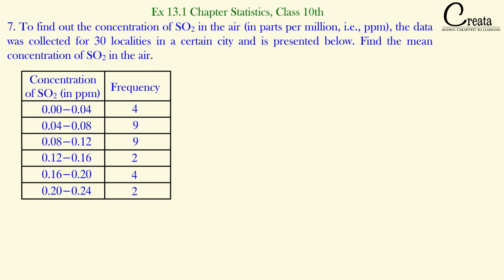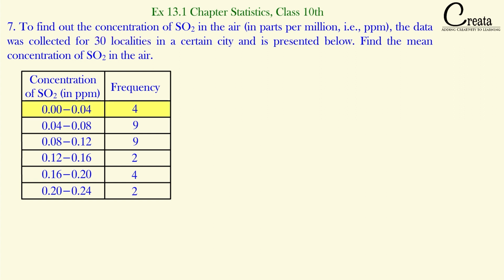So this is question number 7. Firstly, let's observe the question. In this question, the data related to the concentration of SO2 is given. Also, the frequency is given. If you refer to the question, it is given that the data was collected for 30 localities. It means here frequency is the localities.